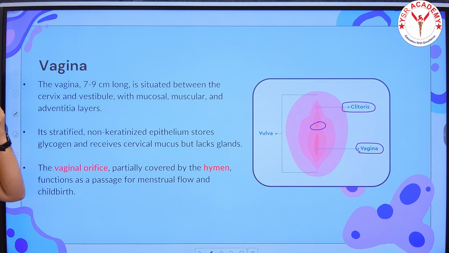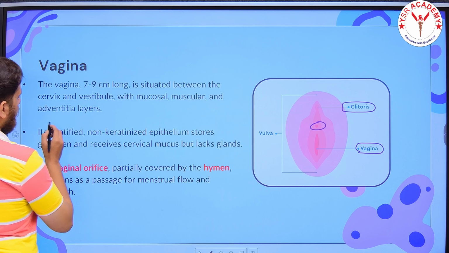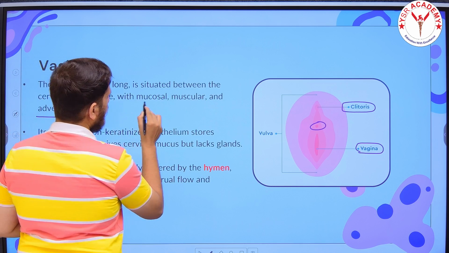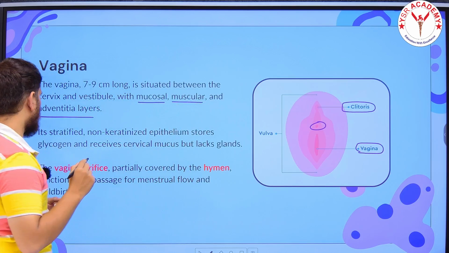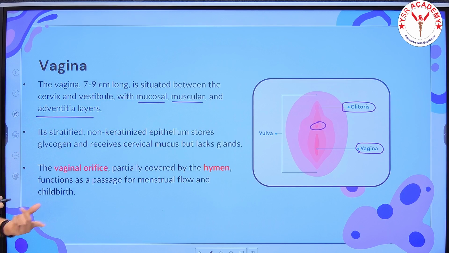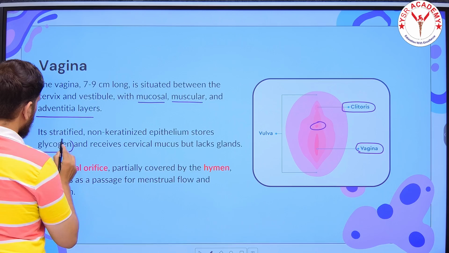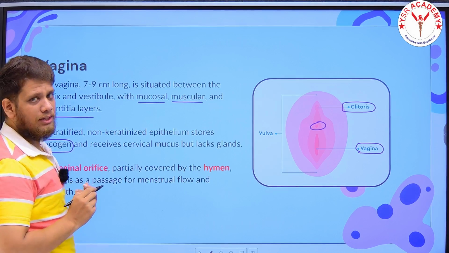The vagina is 7 to 9 centimeters, situated between the cervix and the vestibule, with mucosal, muscular, and adventitial layers. So we have 3 layers. You have the mucosal layer, the muscular layer, and the adventitial layer. The stratified, non-keratinized epithelium stores glycogen. Glycogen gives the environment its acidic nature.